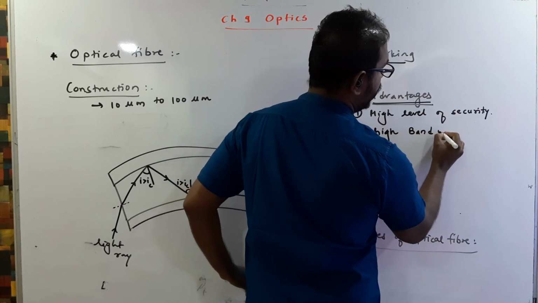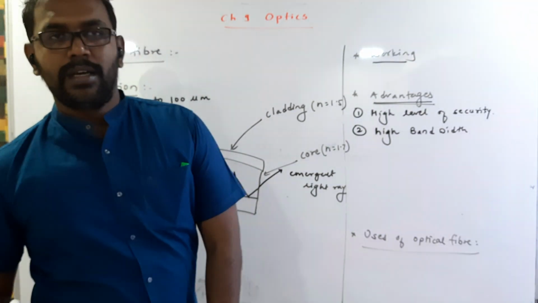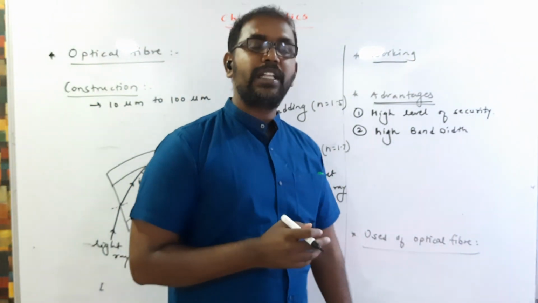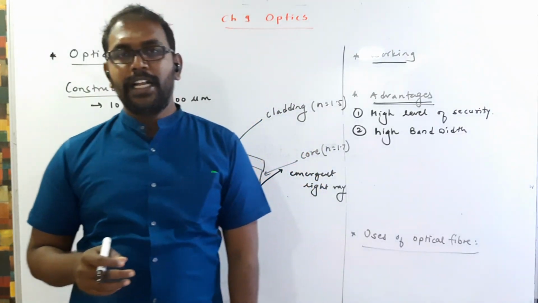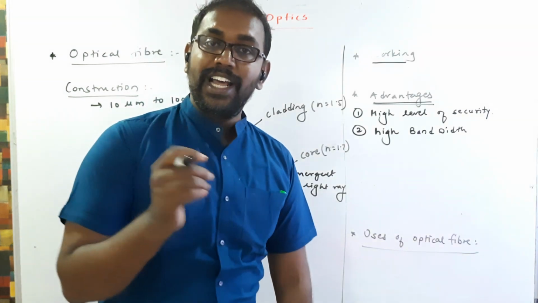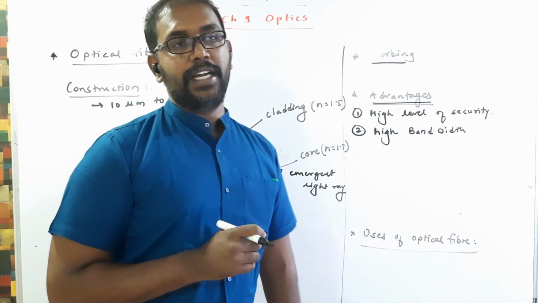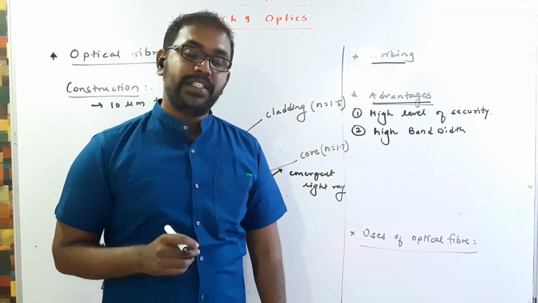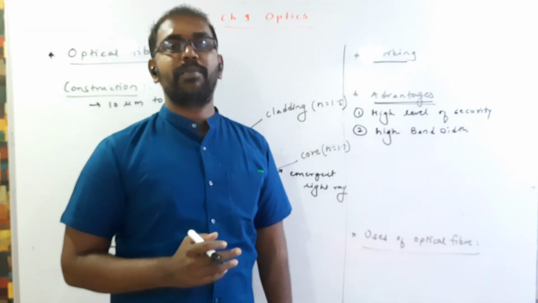Second one is high bandwidth. Now बैंडविड्थ क्या होता है? Bandwidth means a frequency, signal carrying capacity. ठीक है? High bandwidth means high signal carrying capacity of the optical fiber. Now let me tell you a simple example here. A single optical fiber can carry over 90,000 TV channels. And a single TV channel has a frequency of about or more than 200 megahertz.